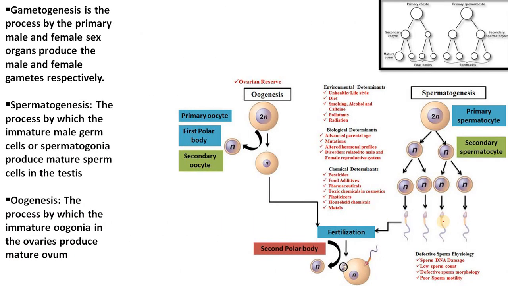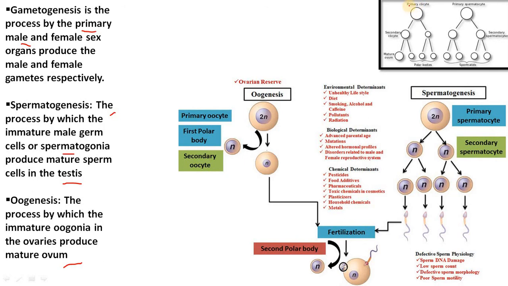So let's give insights about gametogenesis. This is a process by which the primary male and female sex organs produce the male and the female gametes respectively, as I already said. And spermatogenesis is the process by which the immature male cells, the spermatogonia, produce the mature sperm cells in the testes. Oogenesis is the process by which the immature oogonia in the ovaries produce the mature ovum.